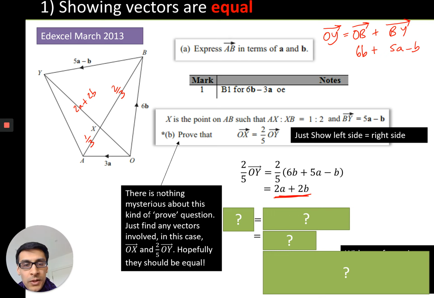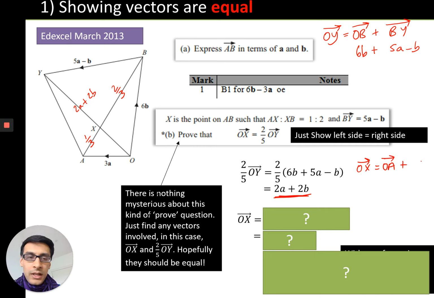Now we've done 2/5 of OY. What we now need to do is find what OX is. So how do we get from O to X? Well, I can't go directly from O to X because I don't have a vector given to me. So instead I'm going to go from O to A and then from A to X. So we can write this as OX equals OA plus AX.